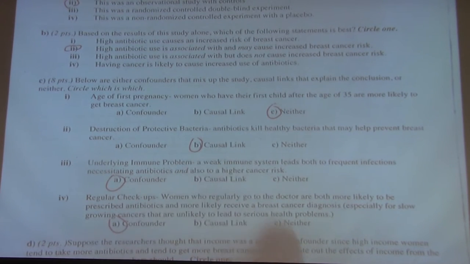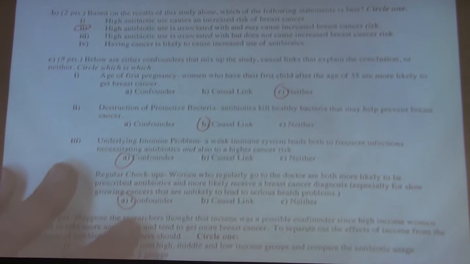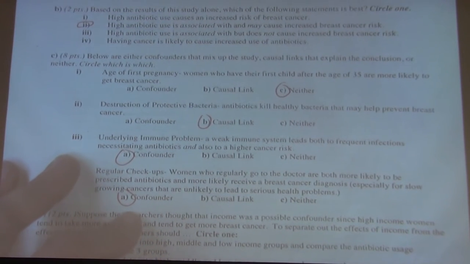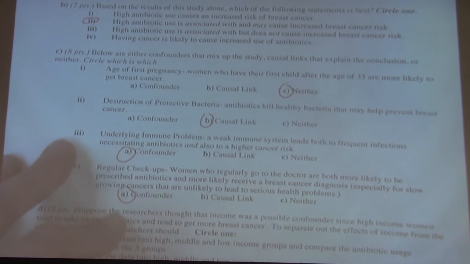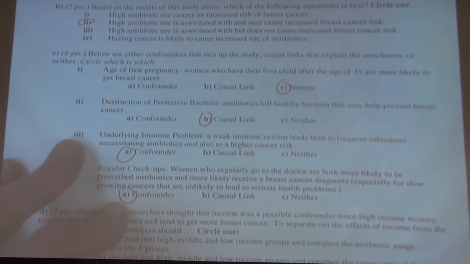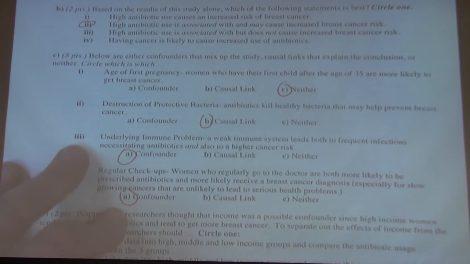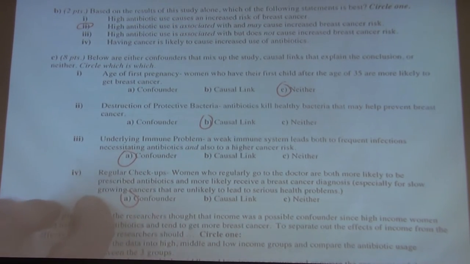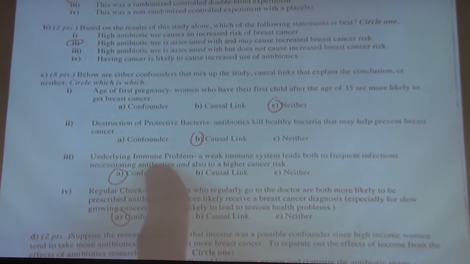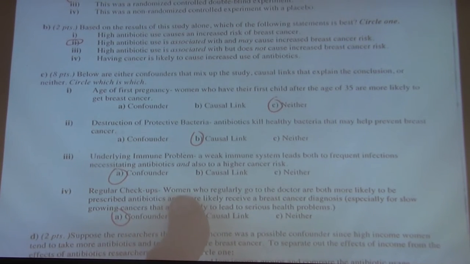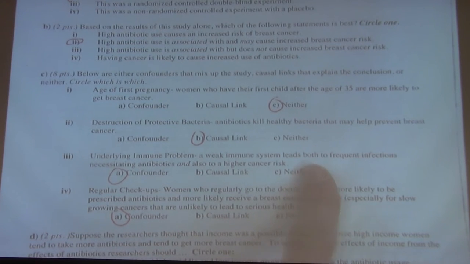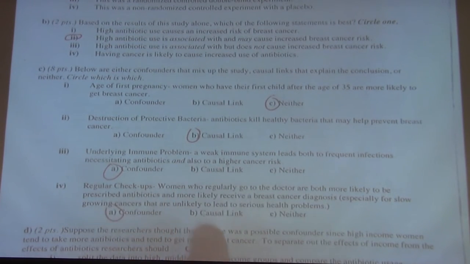They didn't investigate, at least in the studies I saw, certainly not in the popular press, they really didn't think about any confounders. So I thought of two obvious ones, and the vast majority of people got them both, and I was shocked. That's really good. The underlying immune problem: if you have a weak immune system, it's certainly going to lead to more antibiotic use.